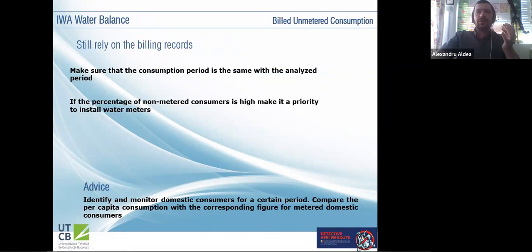And try to identify domestic consumers, because the non-domestic or commercial consumers, in pretty much most of the cases, are metered, they are not unmetered. Why are you going to do this for the domestic consumers? To compare, let's say, the per capita consumption with the per capita consumption for domestic consumers that are metered. And then you will see if your estimation for their billing is correct or not.